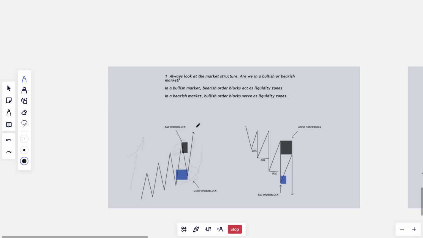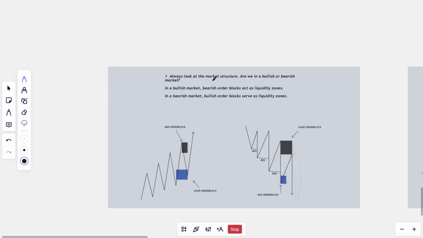So that's number one. We have to see what type of structure we are in, and then it's the same thing vice versa. As we can see, we are in a bearish market structure. So these bullish order blocks right here will be used as liquidity. Price will come in, purge through them. But the bearish order blocks, boom, price will come in, reuse them to further push price down. So that's number one. Always look at market structure.